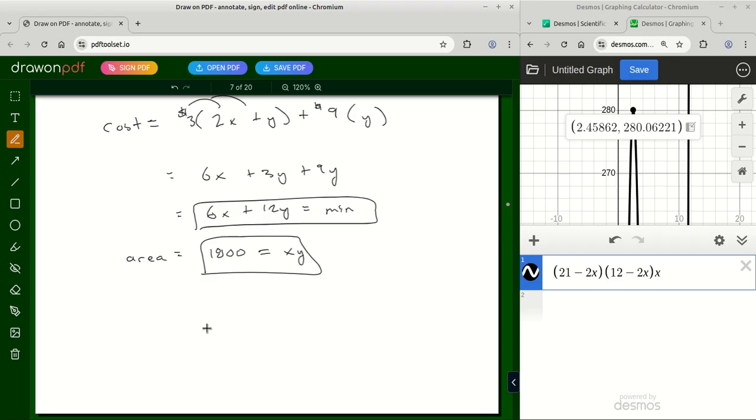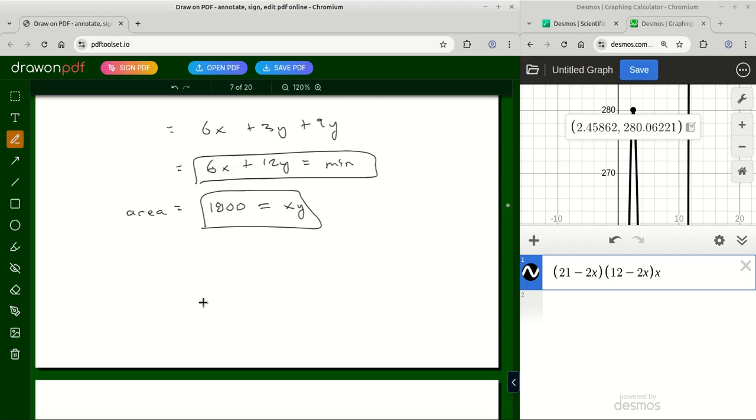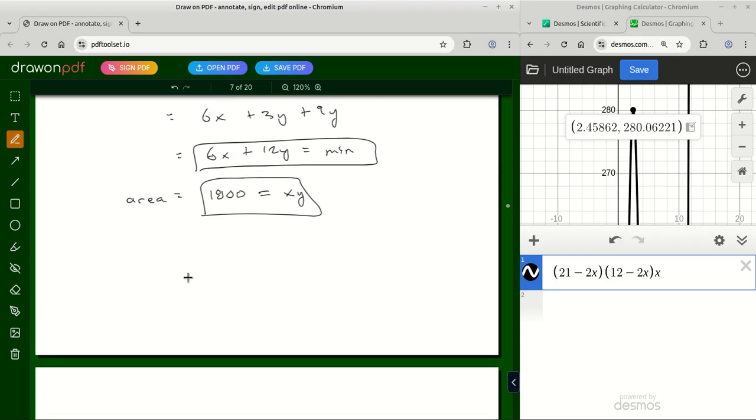Honestly, I don't think so. I would not. I would say that there is a little bit more work to do, and then you could probably use some Desmos, but in the meantime, here we go. I'm going to solve for y, so I'm going to divide by x on both sides, so I get 1800 divided by x, and that's what I'm going to plug in right there.